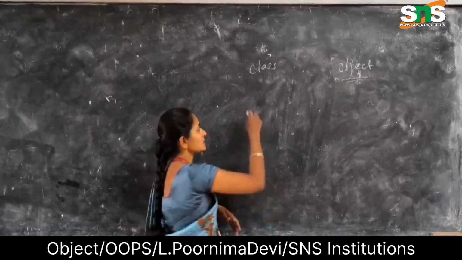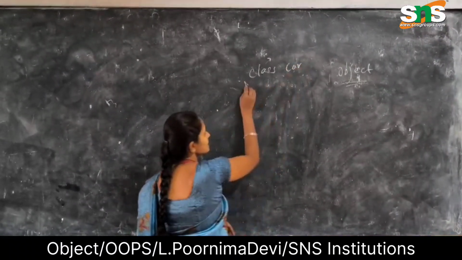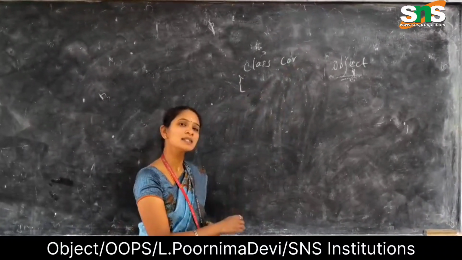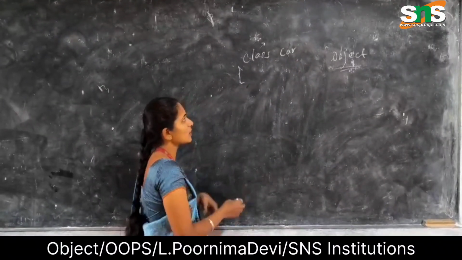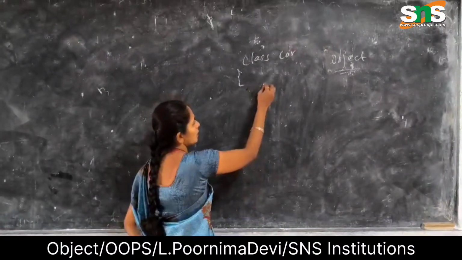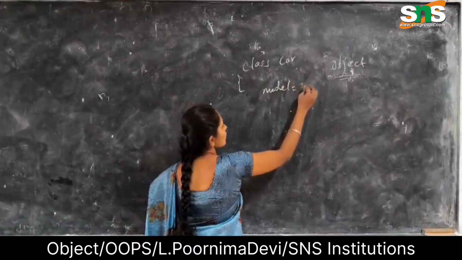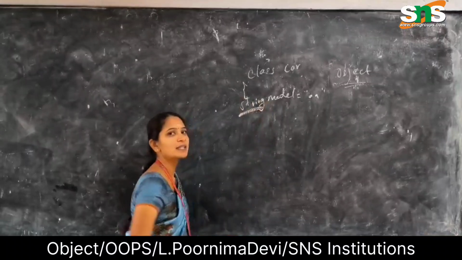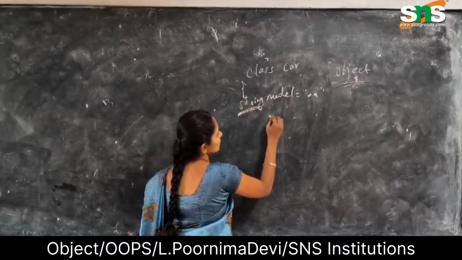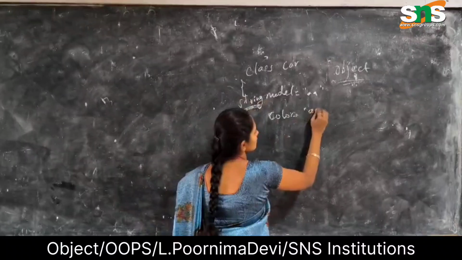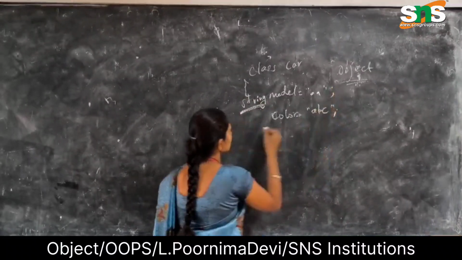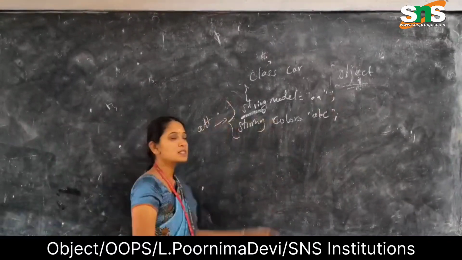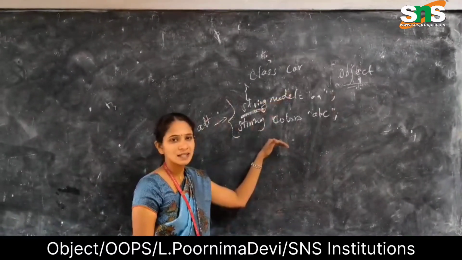What is the syntax for a class? It is class followed by the class name. I create the class name as Car. Inside the class, I give the attributes and methods related to the class Car. In this, I create the model, and I define the data types also, and the color. These are all the attributes we have to include inside the class Car.